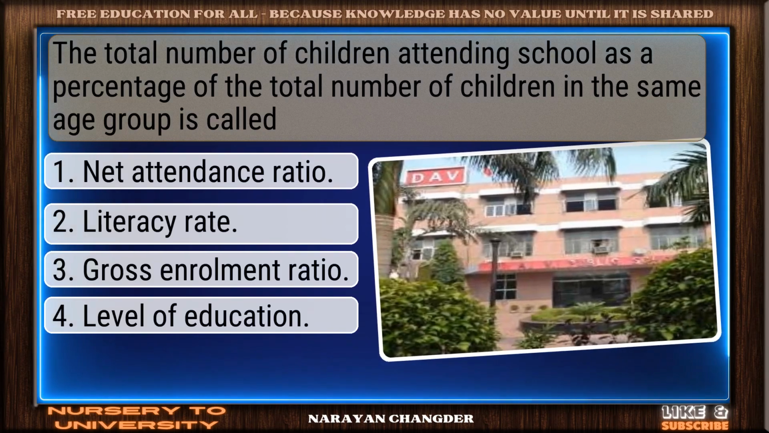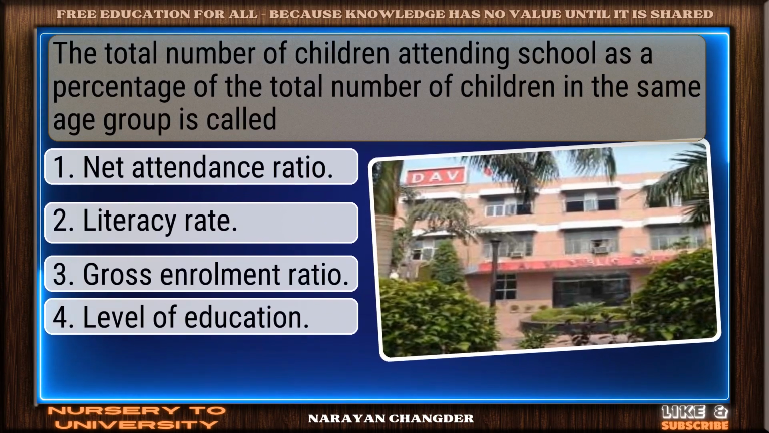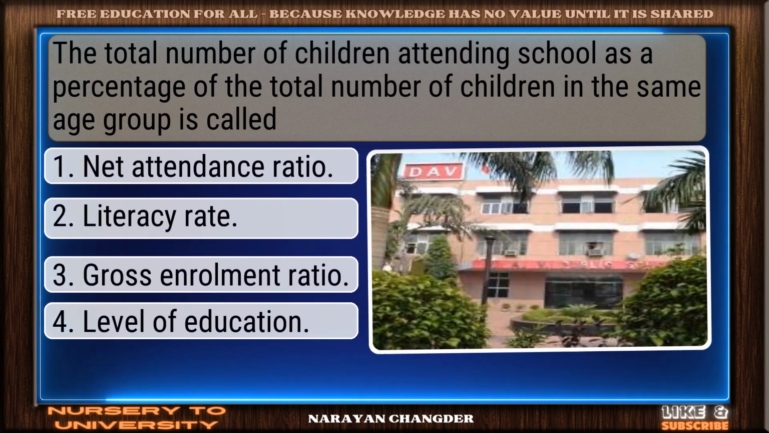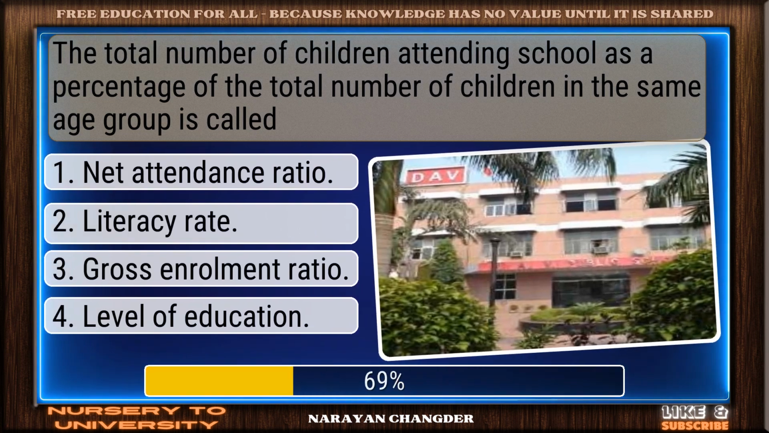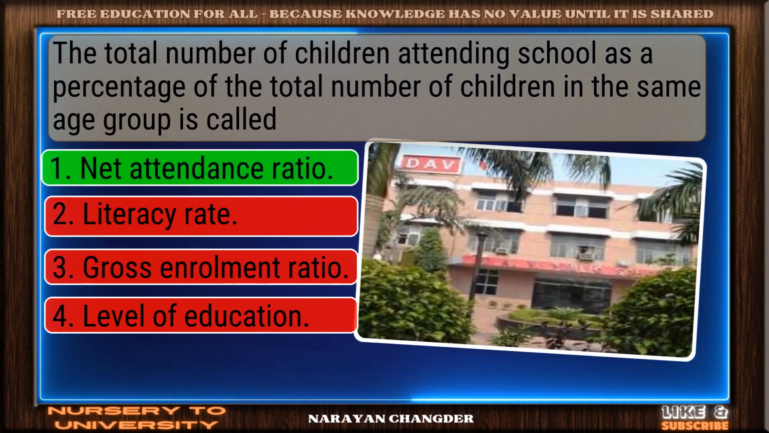The total number of children attending school as a percentage of the total number of children in the same age group is called... Great job. Net attendance ratio is accurate.